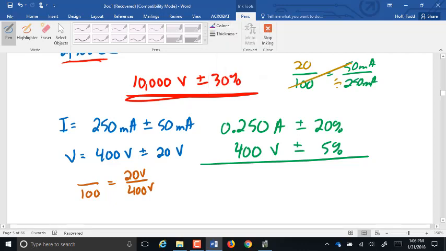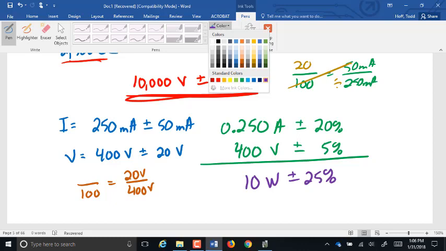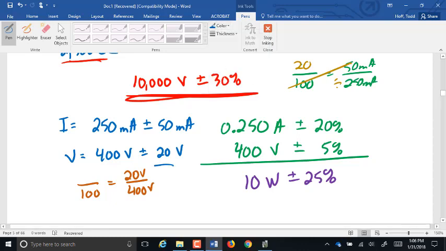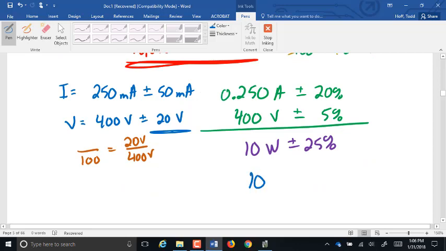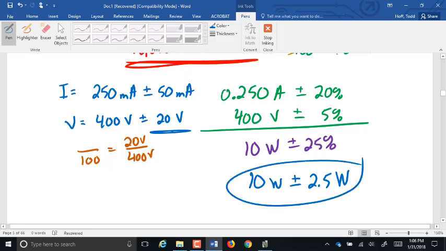So anyway, now we've got the 0.25 times 400 is 10 watts. Plus or minus 20 plus 5 is 25%. If I wanted to convert that back into an absolute, since these are absolute, that would be 10 watts plus or minus 2.5 watts. Again, how did I get there? 25% is 25 out of 100. How much is that out of 10 watts? Cross multiply and divide is 2.5 watts. What do you think?